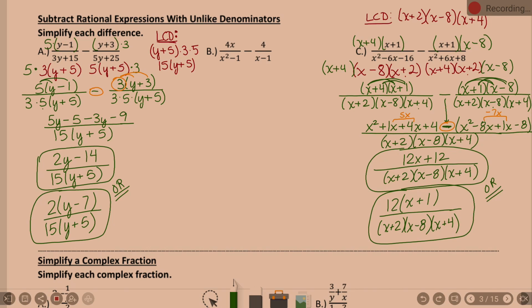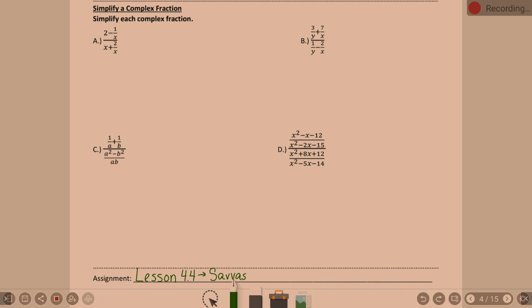I want to spend a little bit of time on the bottom because this subtracting wasn't really a whole lot different than what we did on Friday. Not really. Just a matter of remembering what we did on Friday, right? But the bottom section, it's simplifying a complex fraction. Complex fractions are when you have fractions within fractions. And they just look kind of ugly, don't they? There's no nice way to describe them.